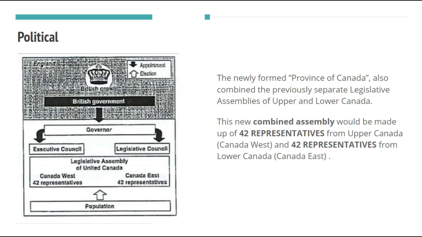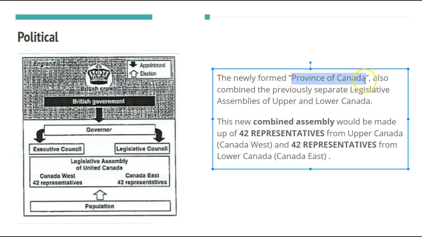In terms of the political landscape, this is potentially the most important part of the Act of Union. Okay, so this newly formed province of Canada that we've been talking about, right? It combines Upper Canada and Lower Canada's legislative assemblies. Okay, so previously they each had a separate legislative assembly. Now they will be combined. They will be one assembly. So when the elections happen, right, there will be one big body, one big legislative assembly.